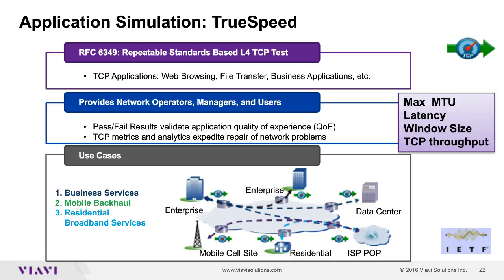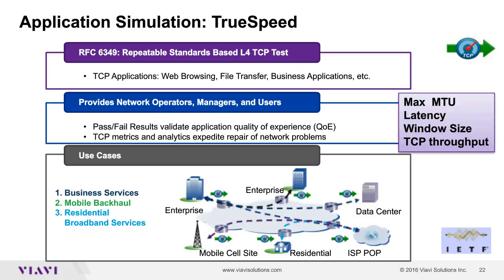It measures, of course, the latency that's happening at the TCP layer. It does window sizing, and it also does throughput. So we see a number of operators using this, such as Windstream, to help pipe clean their network at layer 4.